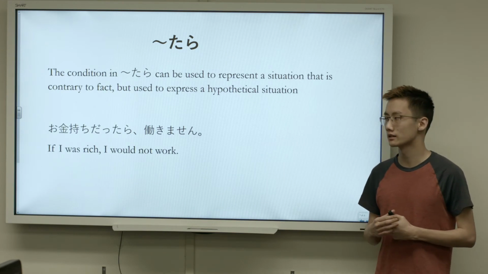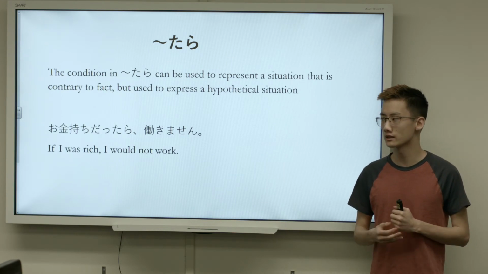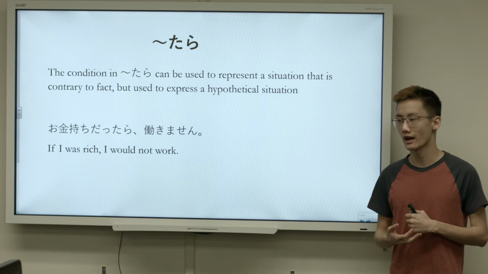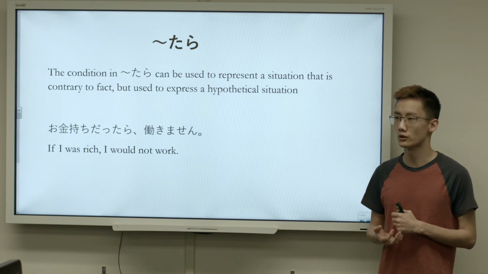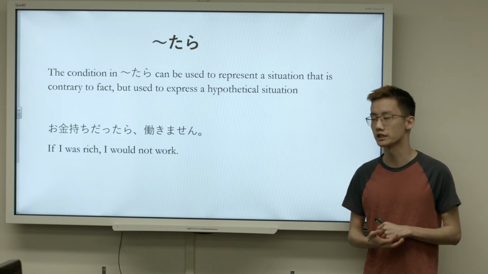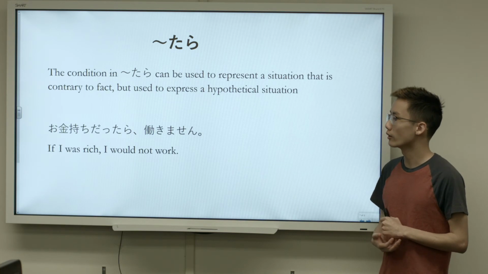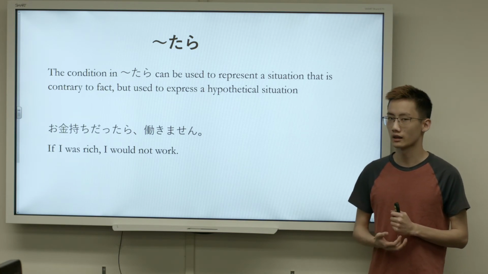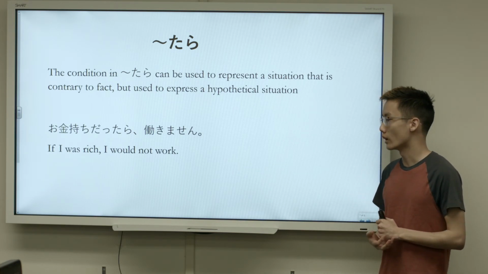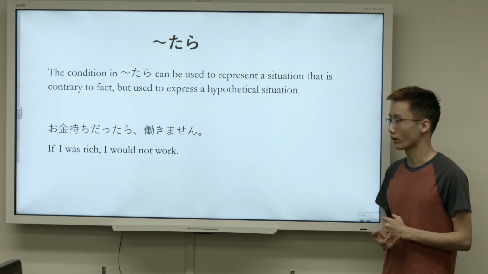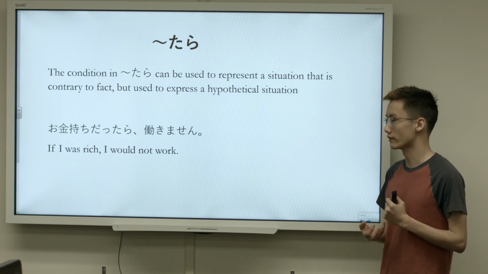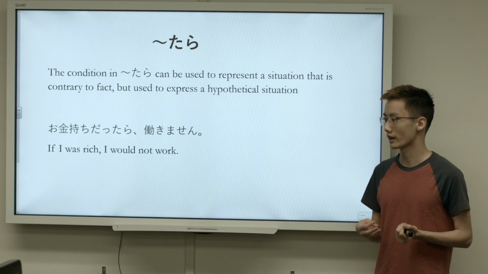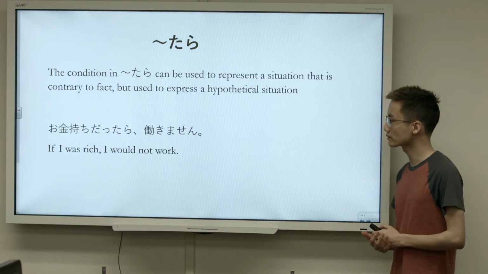The condition in tara can also represent a situation that's contrary to fact, where you're using it to express a hypothetical situation. So, お金持ちだったら働きません. If I was rich, I would not work. It's contrary to the fact, but you're using it to express "if I was rich."